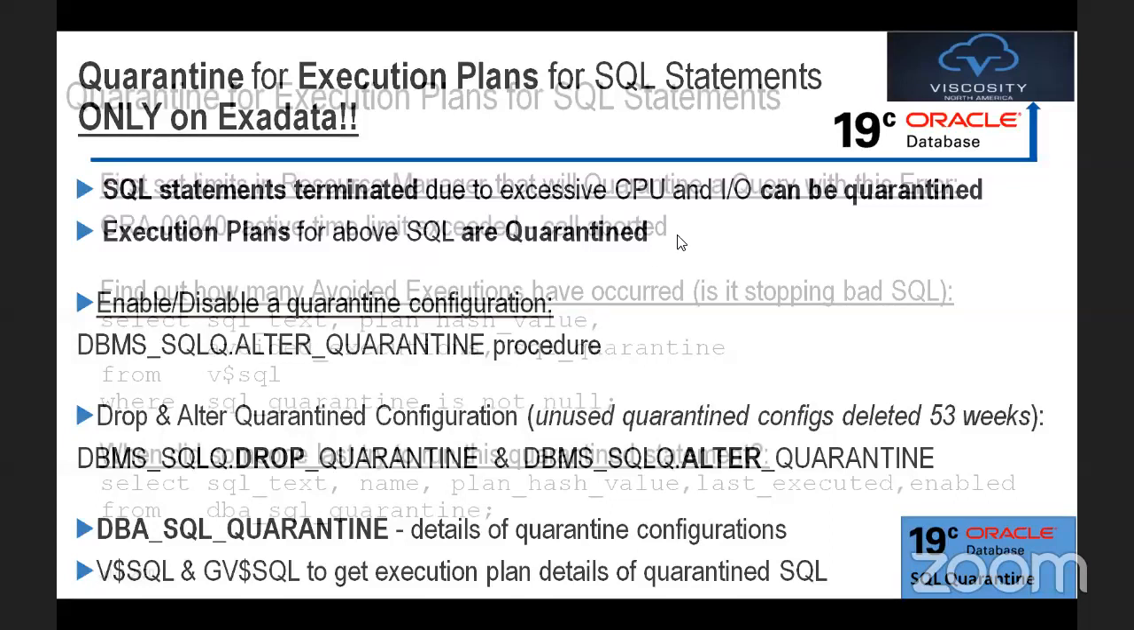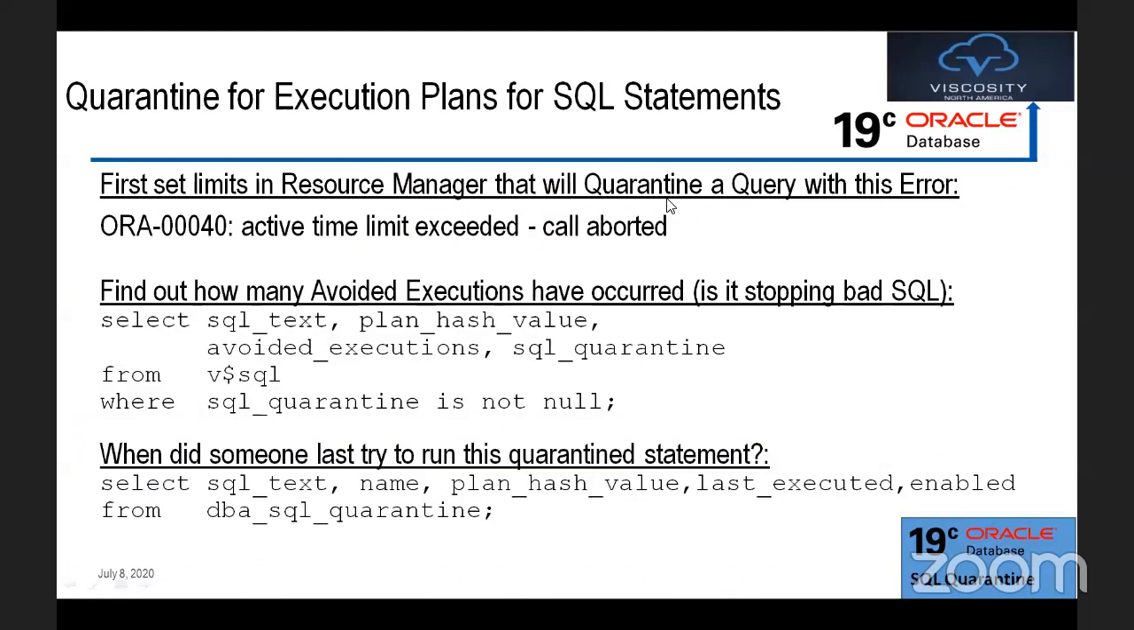And here's just an example of the error that people will get. It's going to say you've exceeded the time, this call is aborted. And I can look at how many avoided executions have occurred. And then also, when's the last time somebody ran this quarantined statement?